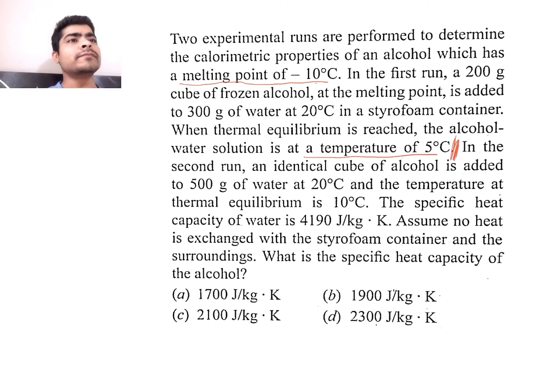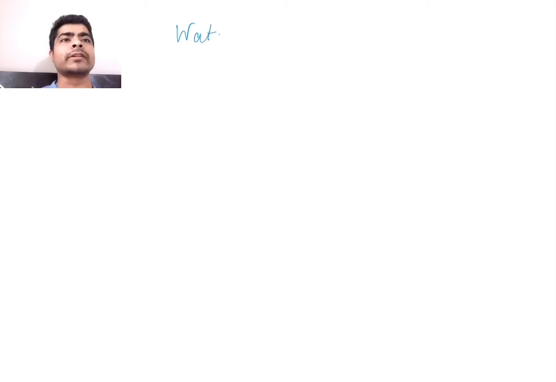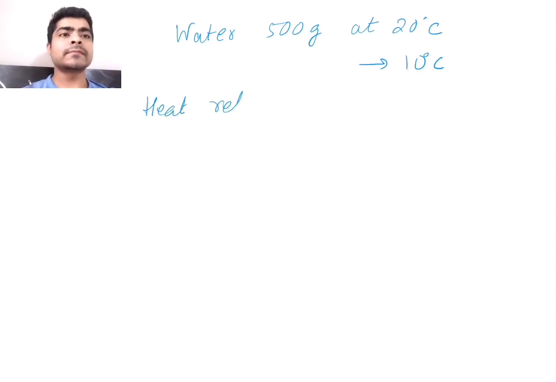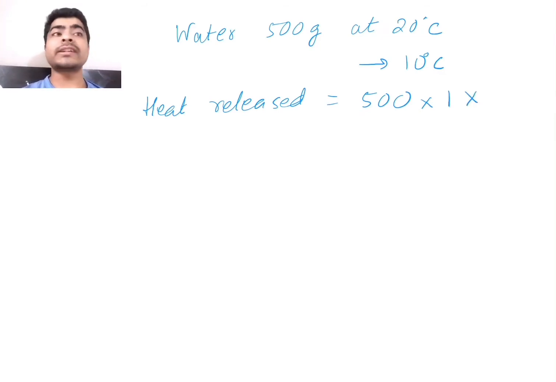Now we have first of all water. How much? 500 gram at 20 degrees Celsius, and this will change its temperature to 10 degrees Celsius, correct? So what is the heat released by water? Heat released by water will be mass of water, that is 500 gram, into specific heat of water is 1 calorie per gram per degree Celsius, into change in temperature. We are going from 20 to 10, so that is 10. So you get 5000 calories is released by water.